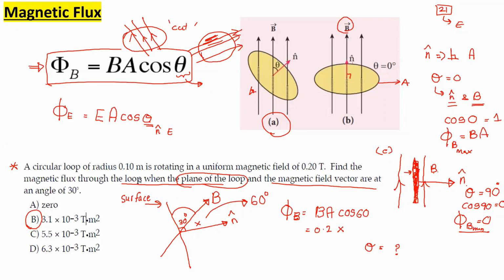What is A? It is a circular loop. So pi r squared, where r is 0.1 to the power 2, times cosine 60. When you do this, you will get 3.14 times 10 to the negative 3. And the unit should be Tesla times meter squared, right? So Tesla meter squared. So your answer is B.